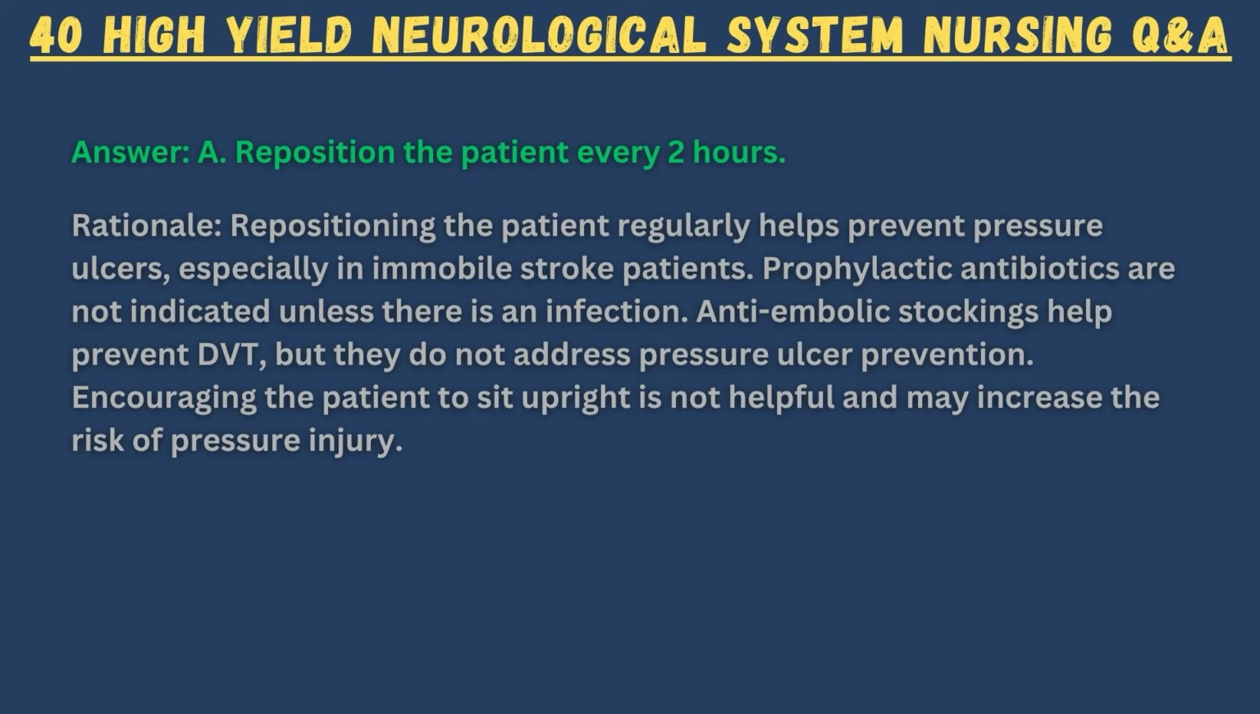Rationale: repositioning the patient regularly helps prevent pressure ulcers, especially in immobile stroke patients. Prophylactic antibiotics are not indicated unless there is an infection. Antiembolic stockings help prevent DVT, but they do not address pressure ulcer prevention. Encouraging the patient to sit upright is not helpful and may increase the risk of pressure injury.